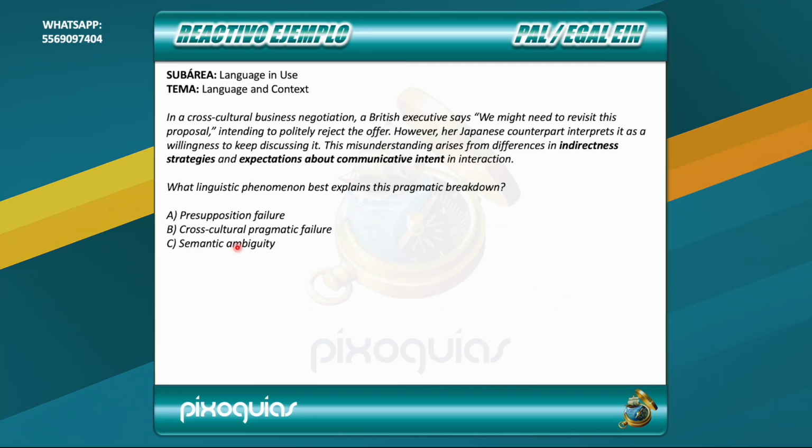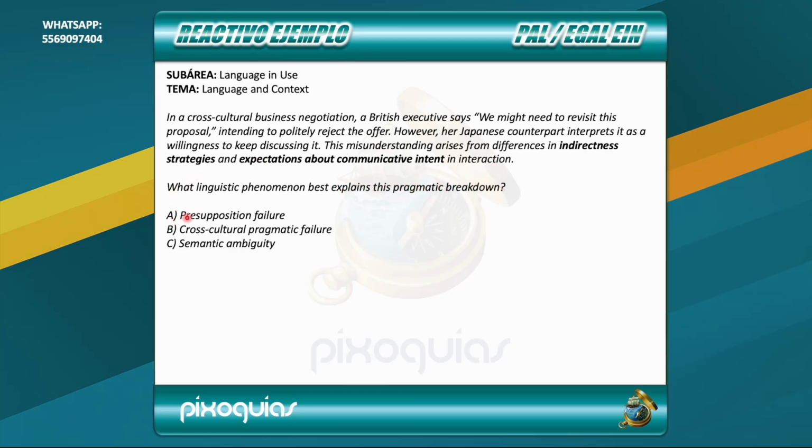Now we have an exercise of language in use with the topic language and context. In a cross-cultural business negotiation, a British executive says, "We might need to revisit this proposal," intending to politely reject the offer. However, her Japanese counterpart interprets it as a willingness to keep discussing it. This misunderstanding arises from differences in indirectness strategies and expectations about communicative intent in interaction. What linguistic phenomenon best explains this pragmatic breakdown?